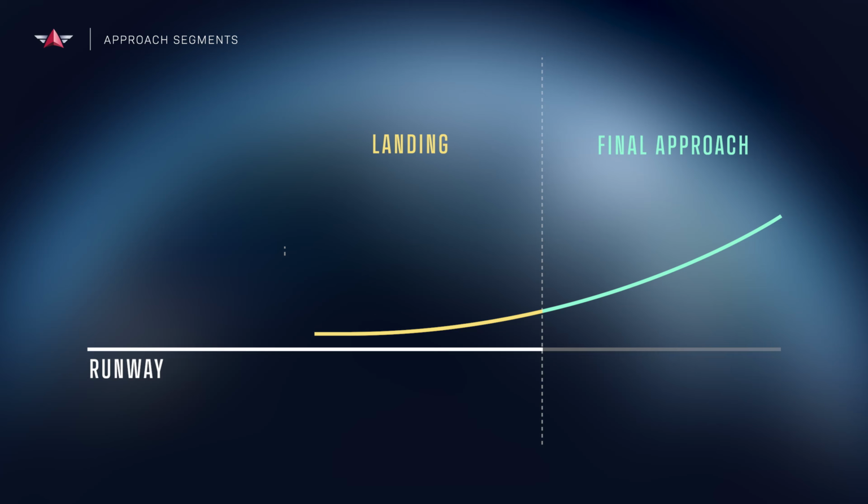Let us now focus on landings. A good landing begins with a good approach. To fully understand the correlation between landing success and approach stability, we must explore the behavior of the aircraft in the approach and landing segments. All approaches and landings can be divided into 3 such segments. The first is called the final approach segment, the second, the landing segment, and the last, the rollout segment.